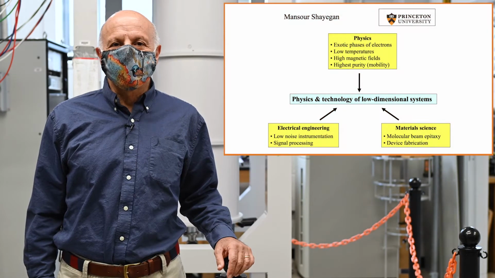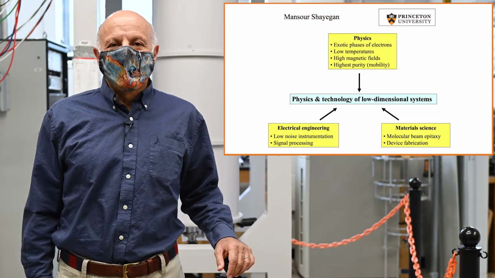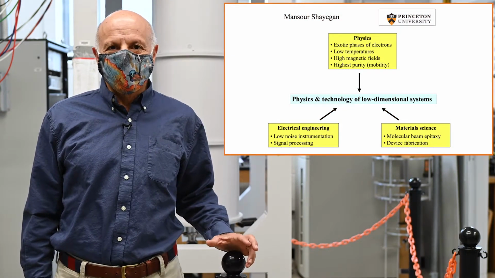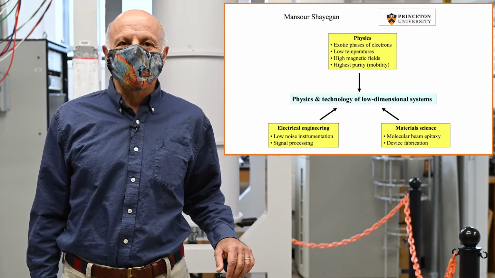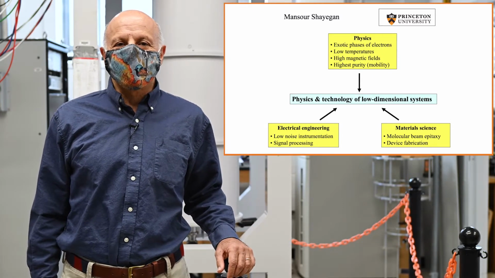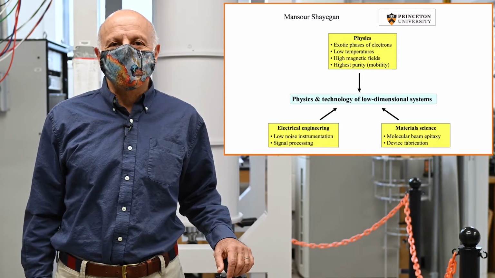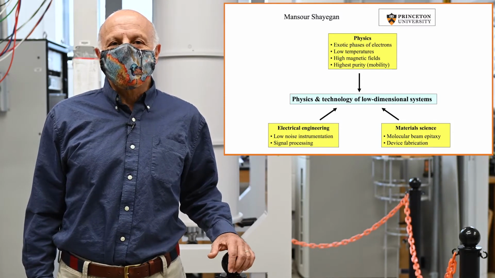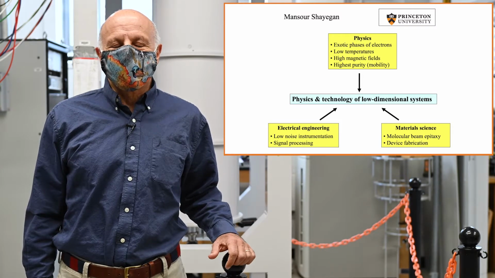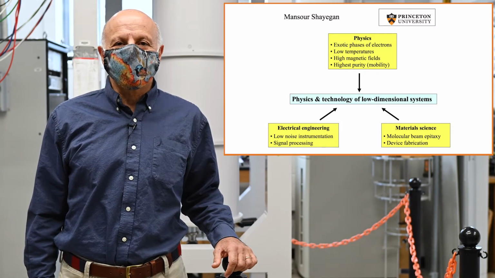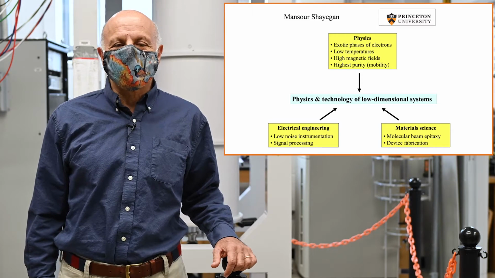Before I take you for a tour, I would like to just give you an overview of the research we do in our lab. It involves fabrication and physics of low-dimensional semiconductor structures. And this involves a combination of three different fields. One is electrical engineering, one is material science, and one is physics, of course, which is what we are mostly interested in. Now, in the physics, we are emphasizing the different phases of matter, exotic phases. I'll give you an example in a second.